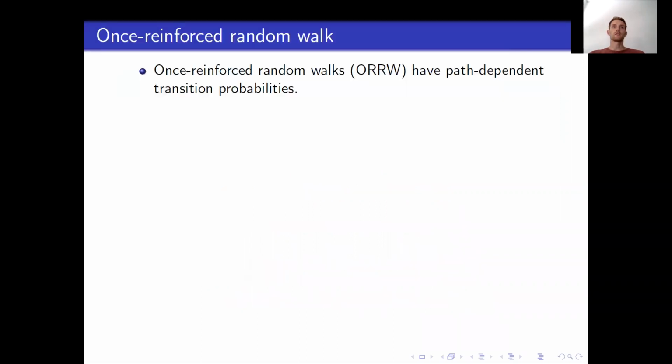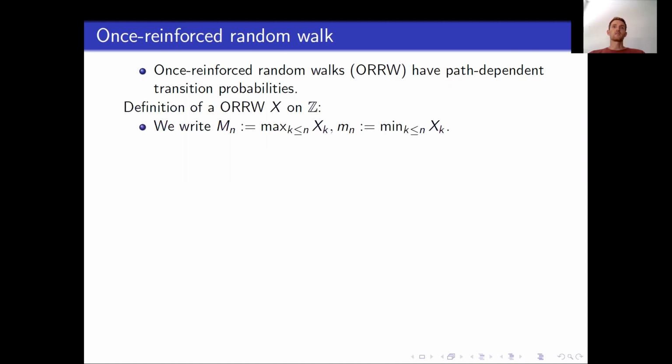First of all, what is a once reinforced random walk? It's a random walk where the transition probabilities depend on the past of the process. Initially, every edge is assigned a weight 1, and as soon as the random walk moves along an edge, the weight is changed to a parameter c. Then the transition probabilities depend on these parameters. I will give a precise definition in one dimension because this is the main focus of this presentation.